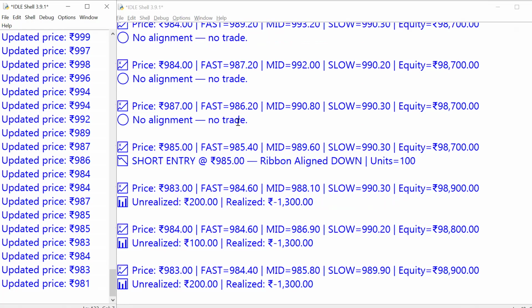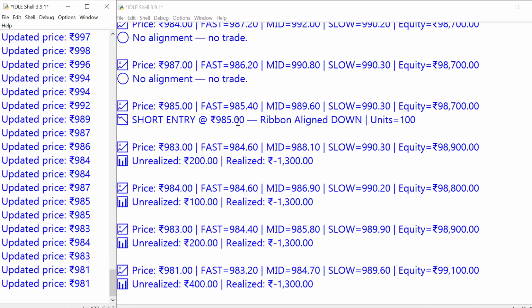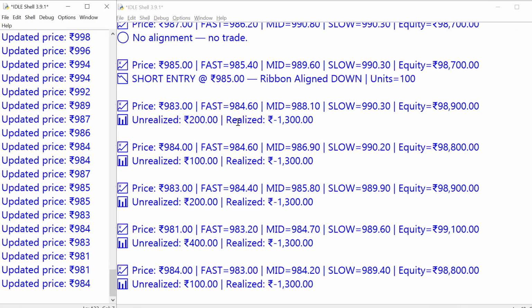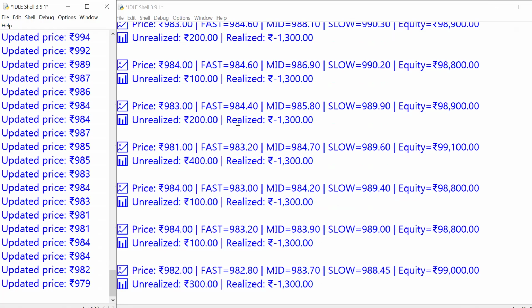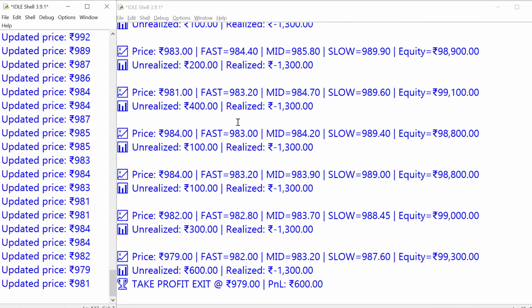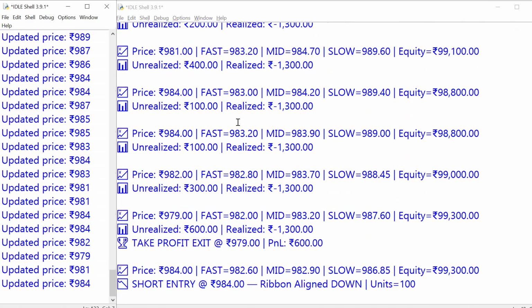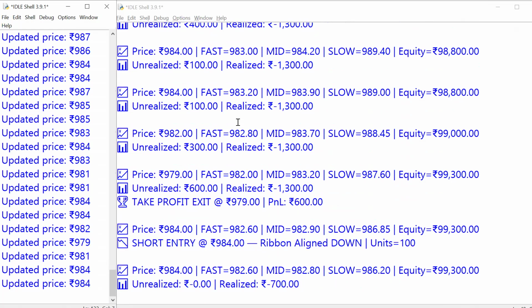So you need to keep on running and checking what is happening with the trade. Then you can put this into the live environment, and you can keep running multiple algos at the same time. We have taken one more profit of 600. We got one more short entry because the ribbon alignment has again taken place.